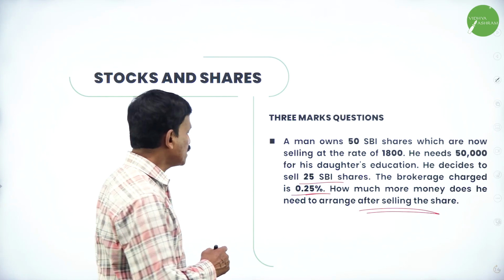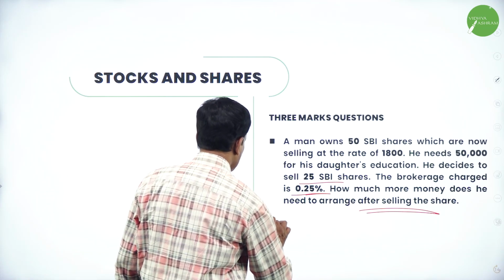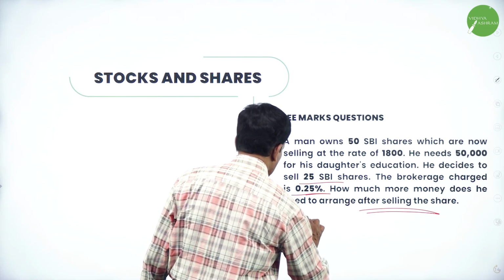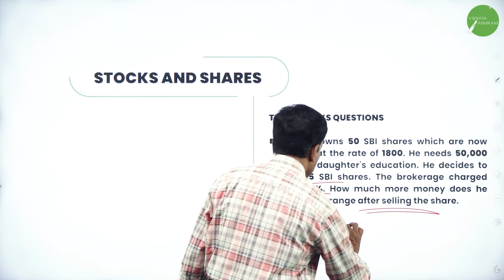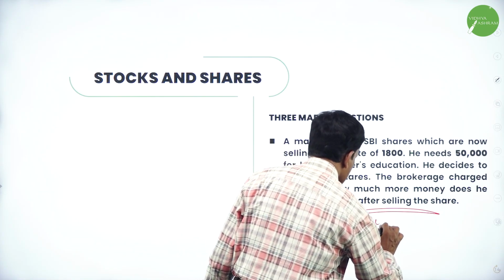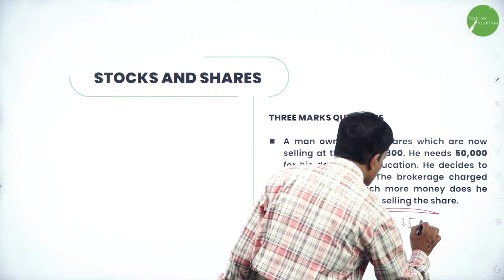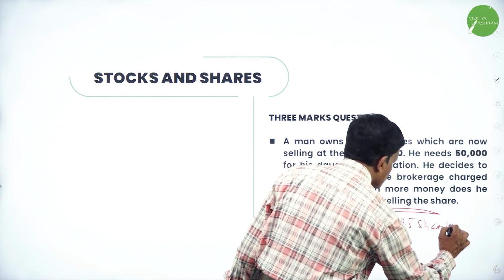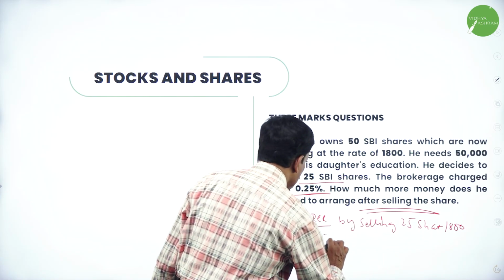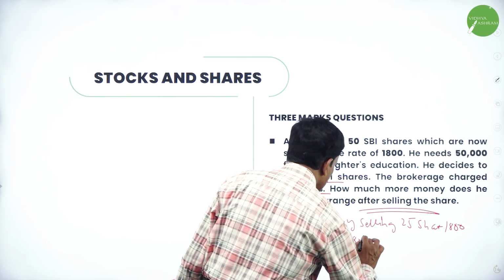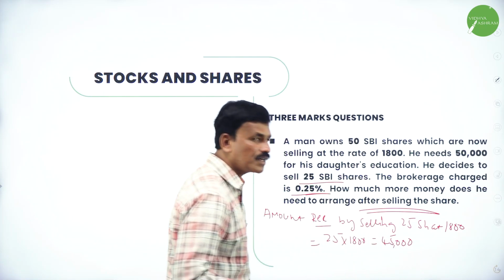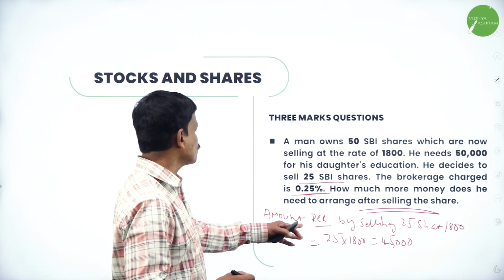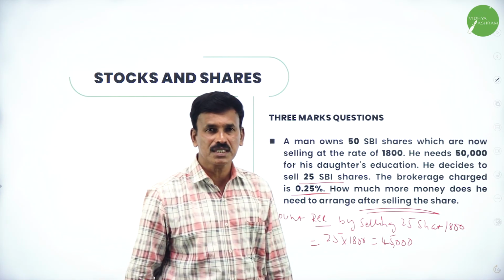Now first calculate the amount received by selling 25 shares at 1,800, which is equal to 25 into 1800, that is 45,000. So you will receive 45,000 rupees by selling 25 shares at 1,800.